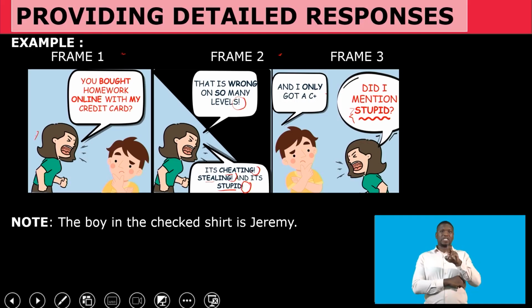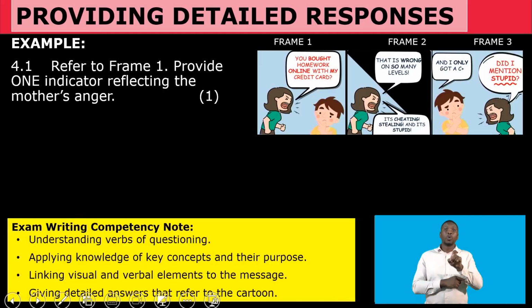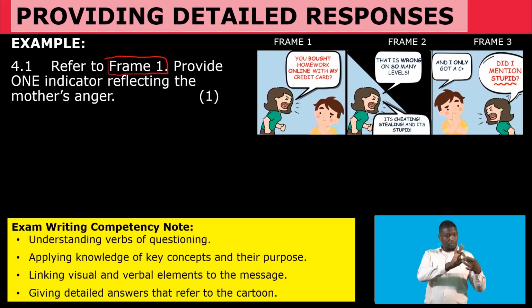Let's continue to the questions. Question 4.1 says, refer to frame 1. That's very important because that is your textual reference, and that's where the base of your answer must be. Provide one indicator reflecting the mother's anger. Now we look at the frame. There are many indicators, and this doesn't specify whether it should be visual or verbal.